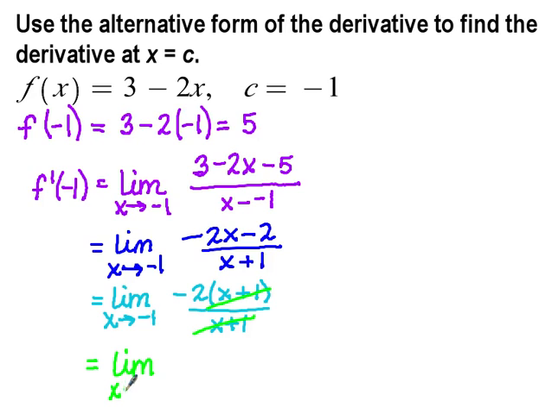The limit as x approaches negative 1 of negative 2. So the limit of any constant is just the constant itself. That was the one, remember I asked you the limit of 9? And the answer was actually 9. Okay? So the limit there is negative 2. Okay.